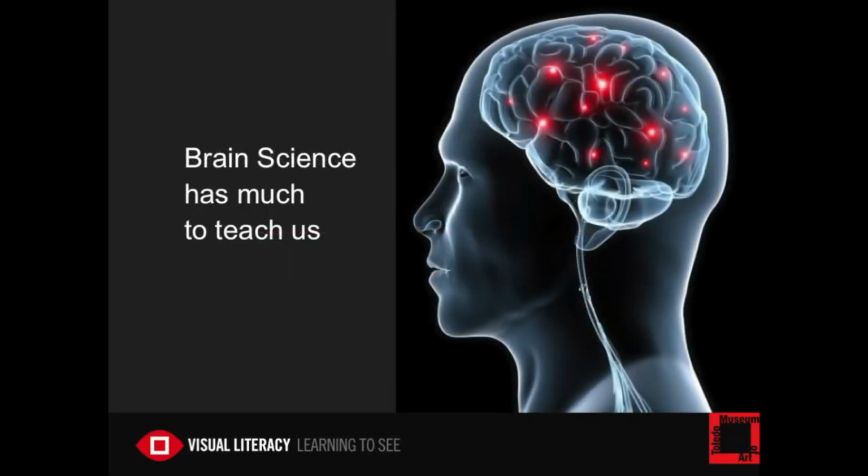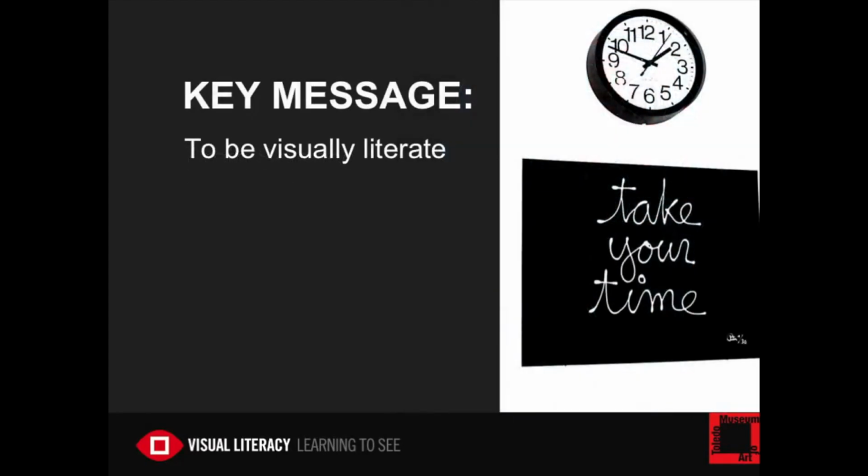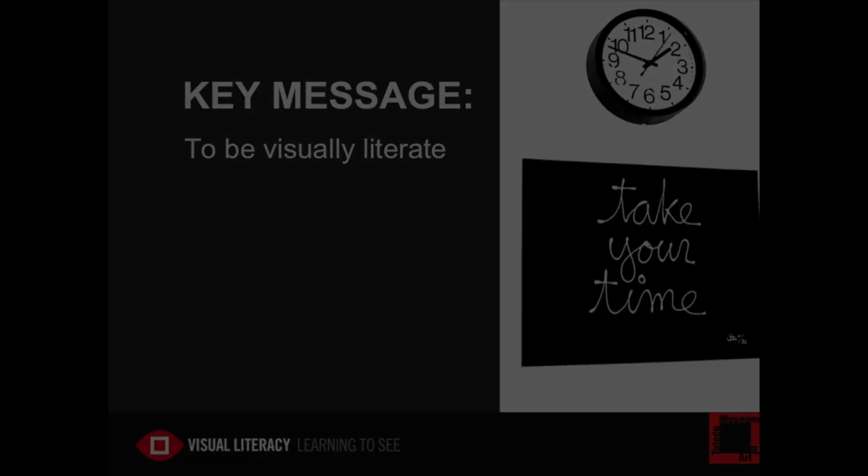But we understand so much more about it now because of brain science, and all that cognitive neuroscience has taught us through the digital revolution. The key message is that we have to be more visually literate, and we need to train people how to see.